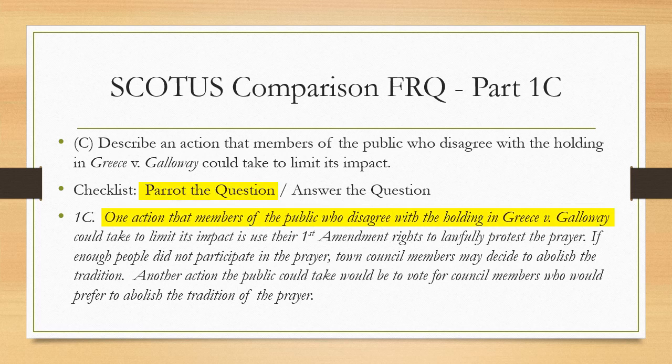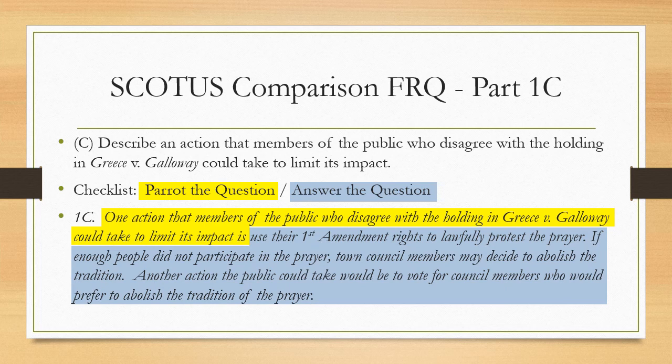Parrot the question. One action that members of the public who disagree with the holding in Greece-Galloway could take to limit its impact is, now we got to answer the question, use their First Amendment rights to lawfully protest the prayer. If enough people did not participate in the prayer, town council members may decide to abolish the tradition. Another action the public could take would be to vote for council members who would prefer to abolish the tradition of the prayer. All right, now I want to point out a couple things I did here.